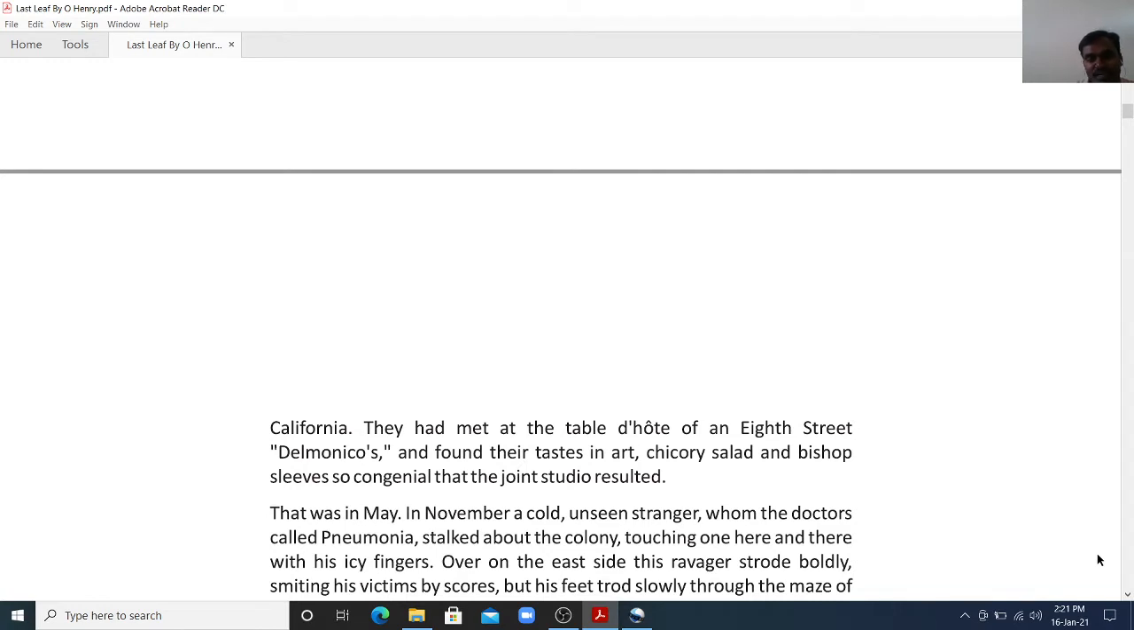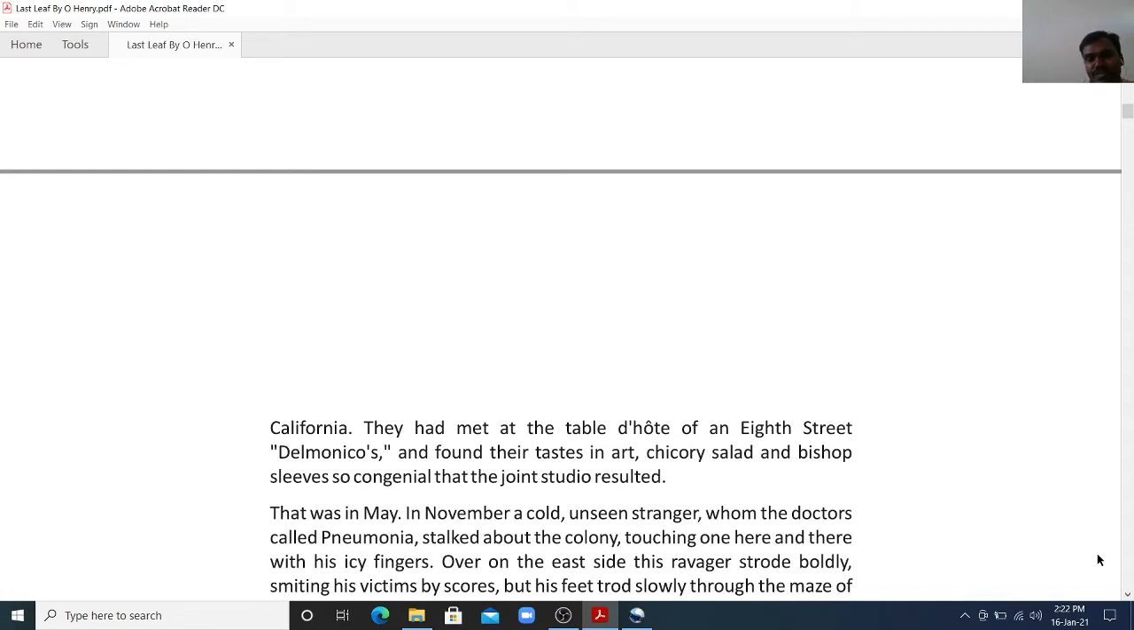Even in art, as both of them are artists of painting or drawing, they found their interests similar, their attire similar, and a shared studio resulted. As they came together, their interests became the same. So all this had happened in May.